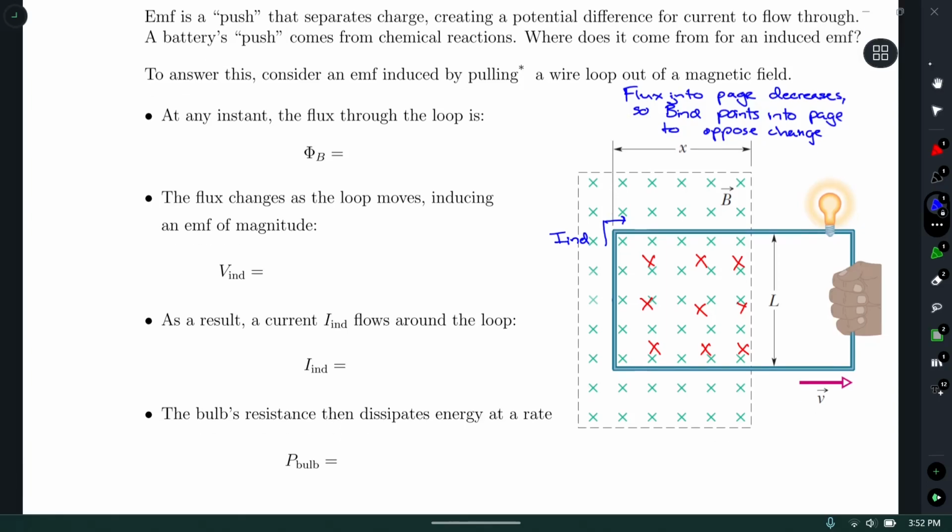We've got to figure out where that energy is initially coming from. We're going to do a little bit of math, and the result will give us a hint at what's going on. So let's first try and derive an expression for that induced current.